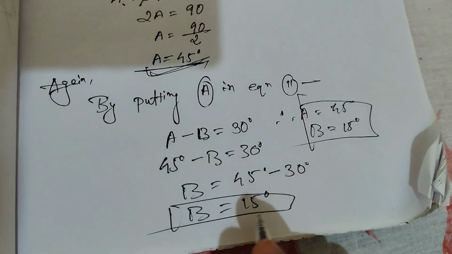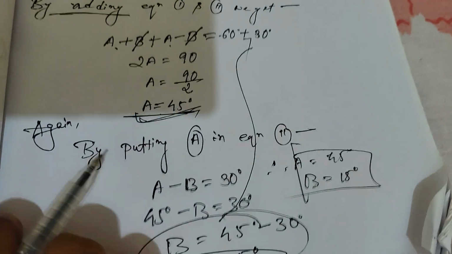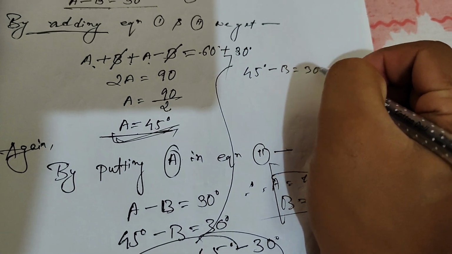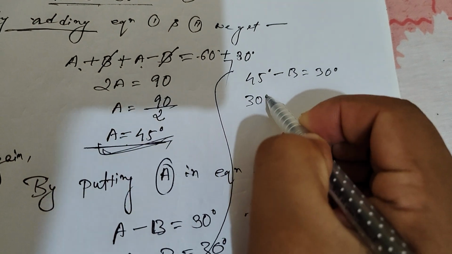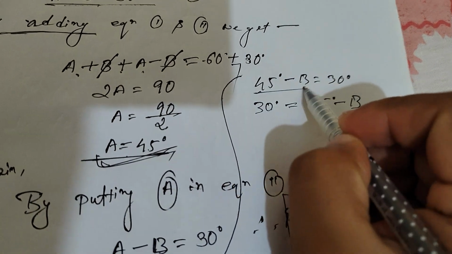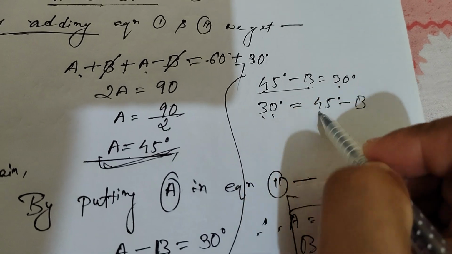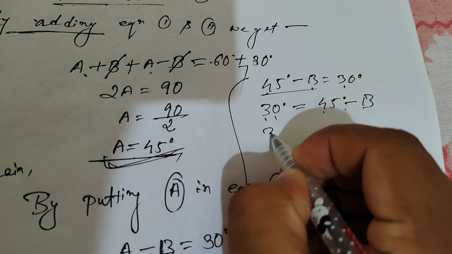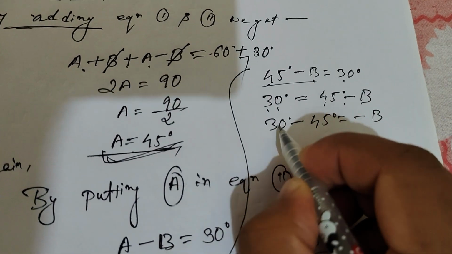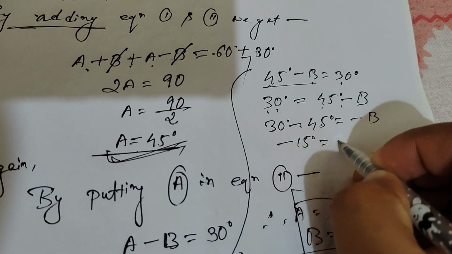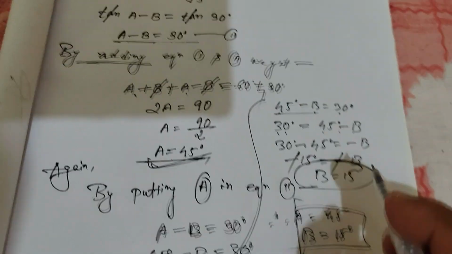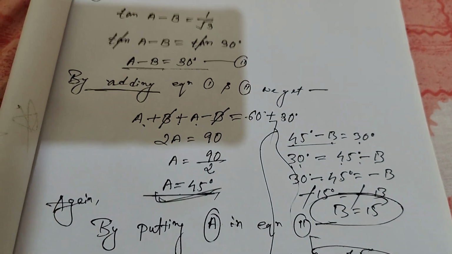Clear? That's it. If you don't understand this, just you can see here again. 45 degree minus b equal to 30 degree. Yes or no? So we can write 30 degree equal to 45 degree minus b. Yes or no? 45 minus b equal to 30. Then 30 is also equal to 45 minus b. Clear? So 30 degree minus 45 degree equal to minus b. So 30 minus 45 is what? Minus 15 degree equal to minus b. Minus gets cancelled, b equal to 15 only. Okay, if you know these things, if you have clear concepts, then you can do this.